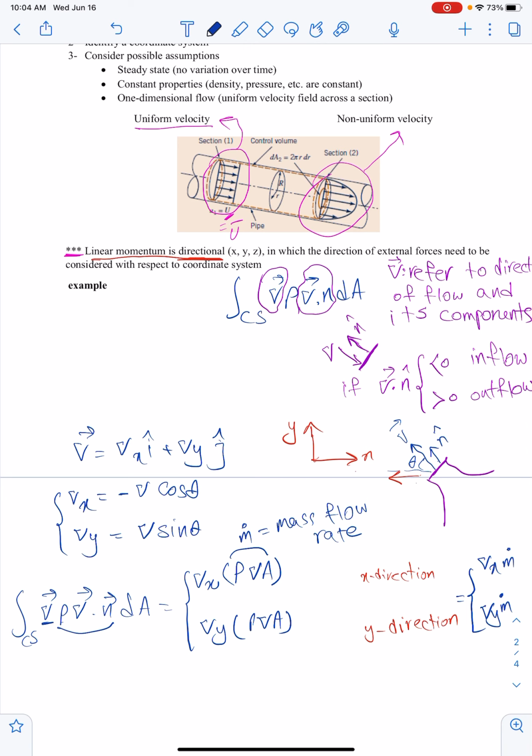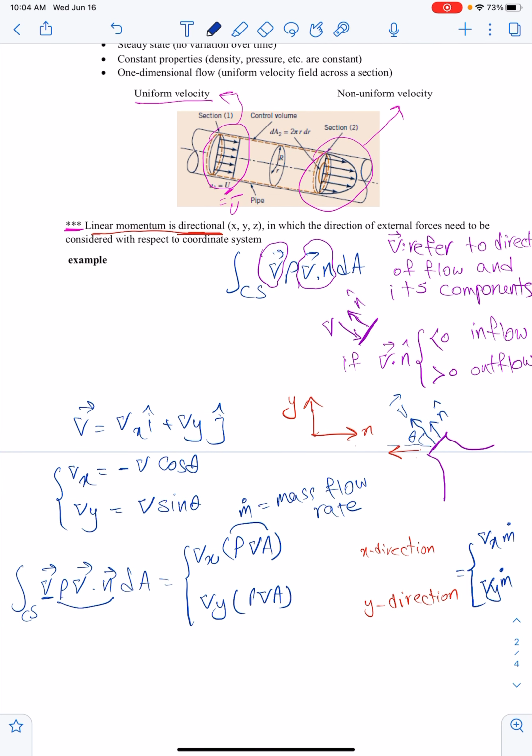And also, if we want to consider the average of velocity, this is how we get that, because this V right here is the average of velocity, right? So this is how we are going to find the average of velocity. I'm going to solve some questions on the linear momentum in the office hours.